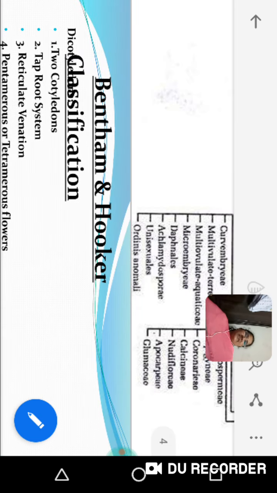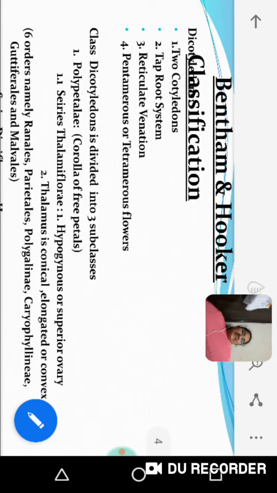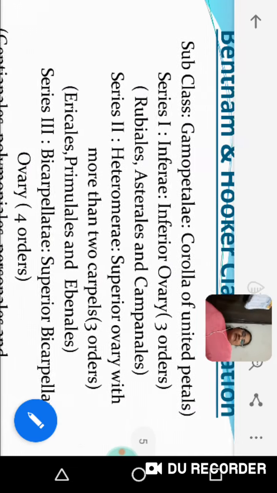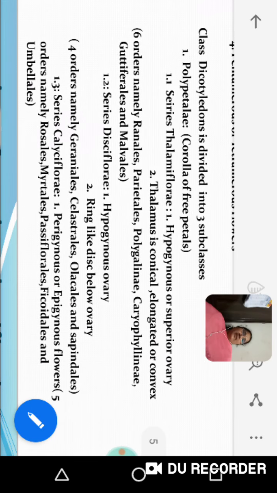If you see the classification here also, the polypetalae is divided into 3 series, namely thalamiflorae, disciflorae and calciflorae. This particular classification is based on the position of the ovary and also the nature of the thalamus. So polypetalae means all the plants which are having flowers with free petals. All those plants are categorized under polypetalae, and that polypetalae is divided into 3 series, namely thalamiflorae, disciflorae and calciflorae.